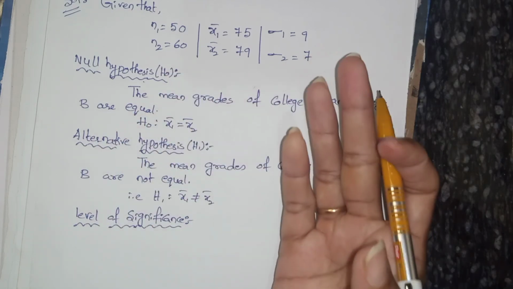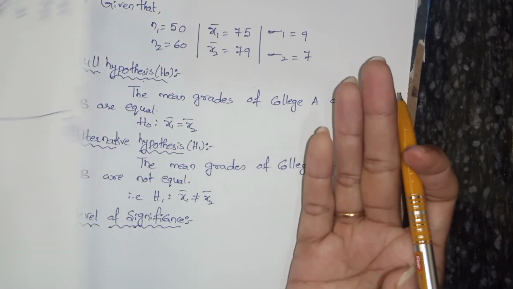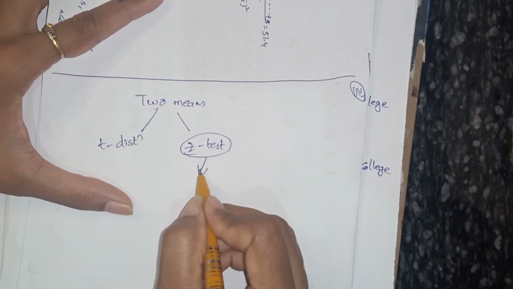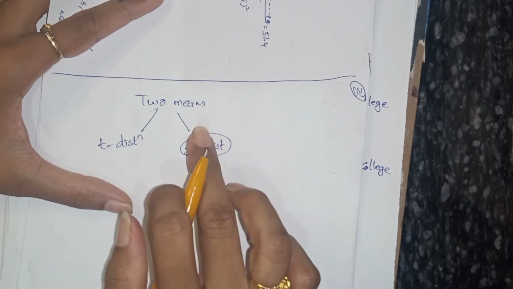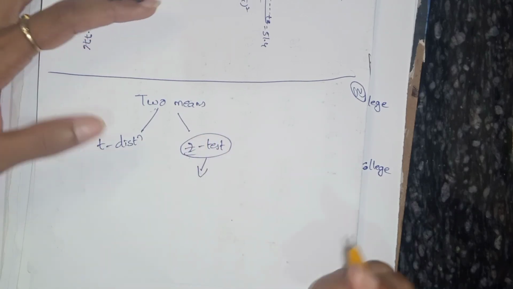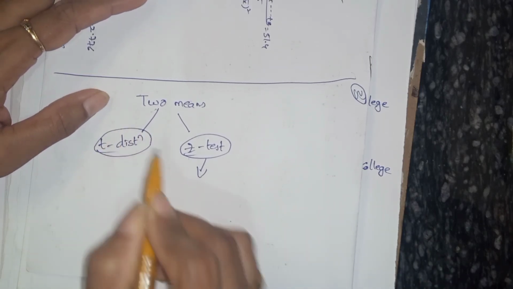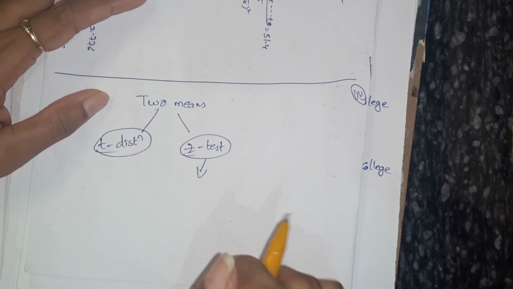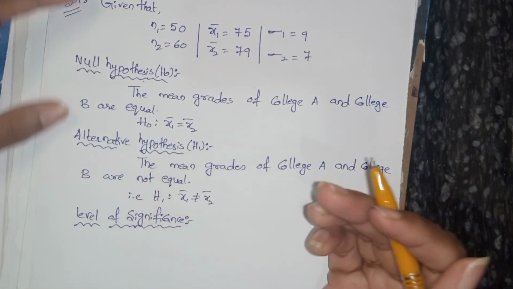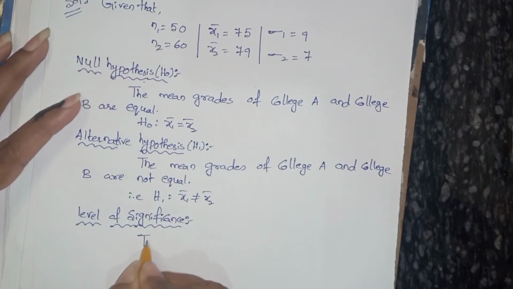That means it is greater than 30. If it is greater than 30, it comes under the Z test. So now we are going to use which test? Z test. Why? Because here the sample size is greater than 30. If the sample size is less than 30, at that time we have to use the T distribution, the T test. So now we are going to use the Z test, because the sample size is greater than 30. Yeah. The level of significance.